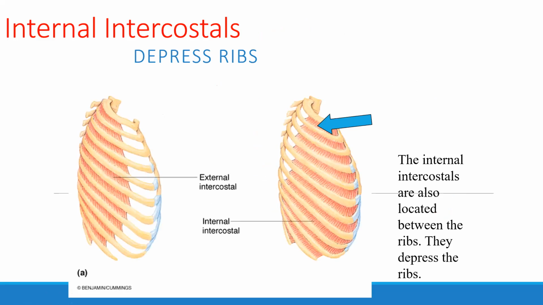The internal intercostals depress the ribs. So they cause the ribs to drop down. If the diaphragm relaxes and comes up, the thoracic cavity shrinks. Air rushes out of the lungs because the lungs shrink. And we breathe out. So the internal intercostals depress the ribs.